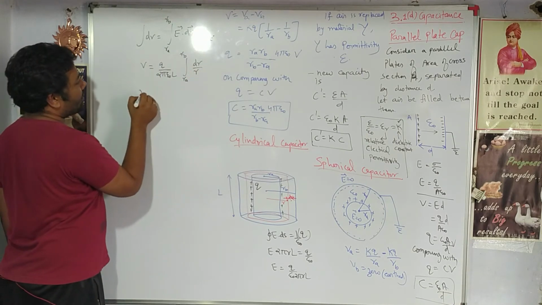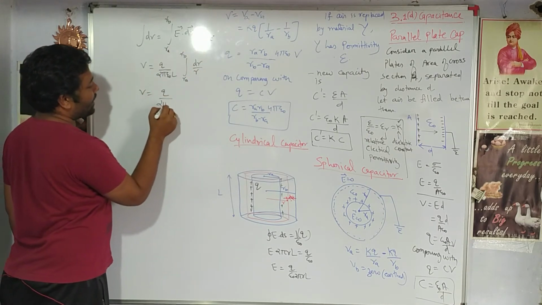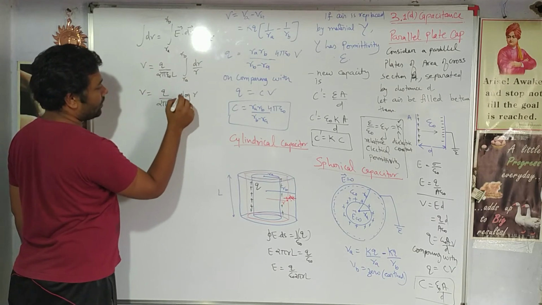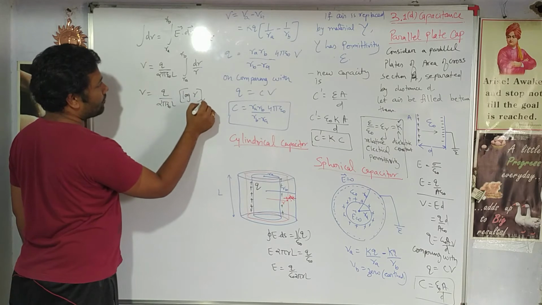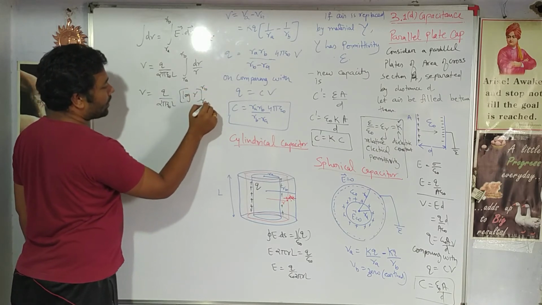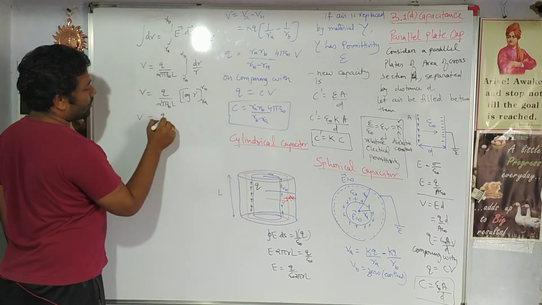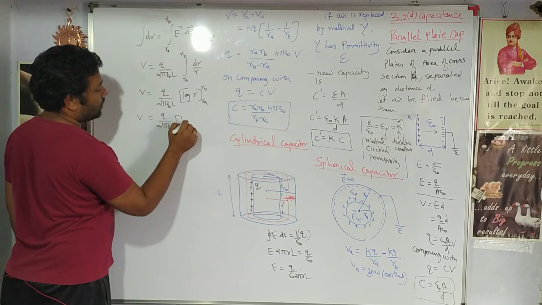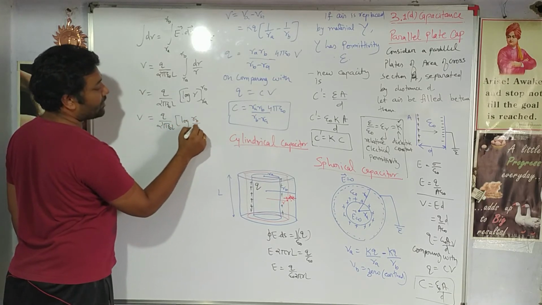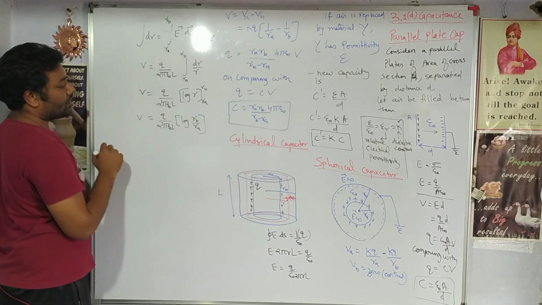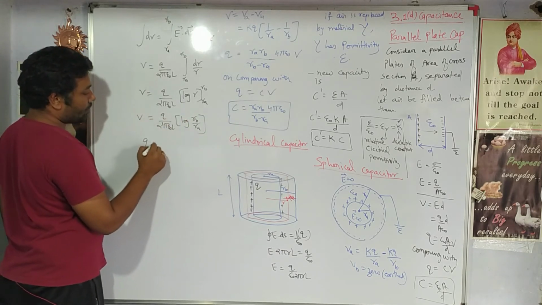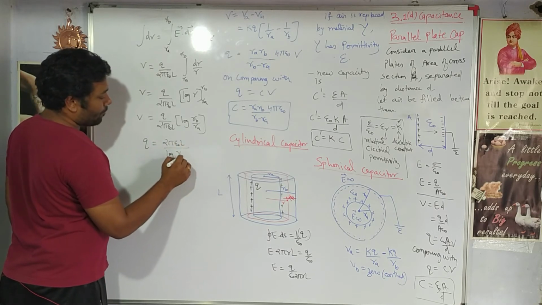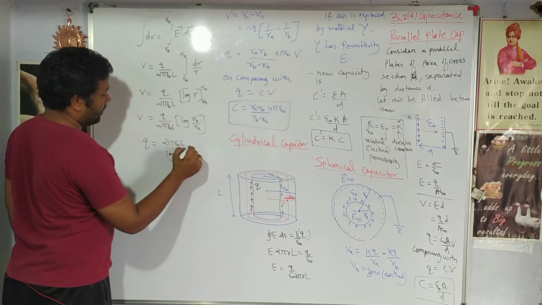So now if we simplify, it is Q by 2 pi epsilon naught L, and the integral of 1 upon R is log R. This is a natural log. Upper limit, lower limit. So V is equal to Q upon 2 pi epsilon naught L times log of upper limit minus lower limit. Now if I rearrange, Q is equal to 2 pi epsilon naught L upon log RB minus log RA, times V.